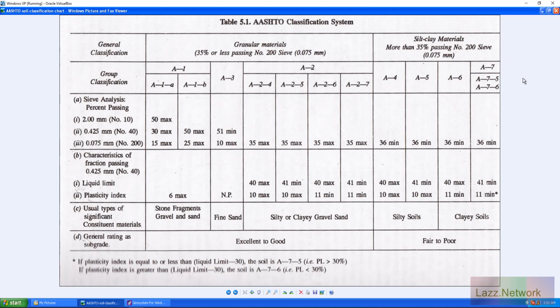That's your magical number. Unlike for the unified, where it was asking, what's 50%? Do you have 50% passing or not? It depends on where it's going to go. This one here is 35. So if we have 35% or less passing on the 200, then it's going to fall somewhere in this section. But if you have more than 35%, then it's going to fall somewhere in this section.